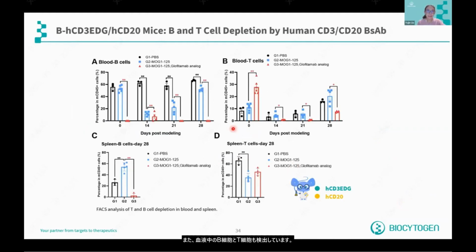And we also detected the B cells and T cells in the blood. We can see that after the treatment, the B cells have almost been depleted. And for the T cells, they first increase and then decrease after the treatment. At 28 days, the T cells come back and continue to increase after we withdraw the treatment. And we can also see the B cells in the spleen were depleted, and the T cells are comparable to the modeling group.